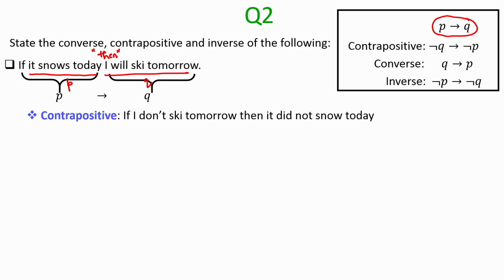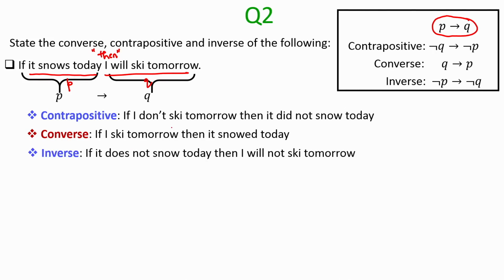So, the contrapositive of this will be negation q implies negation p, and negation q will be if I do not ski tomorrow, negation p will be it did not snow today. The converse will be q implies p, that means if I ski tomorrow, then it snowed today. The inverse will be negation p implies negation q. So, negation p means it does not snow today, negation q means I will not ski tomorrow.